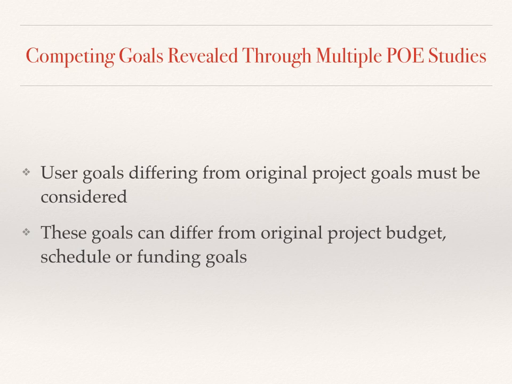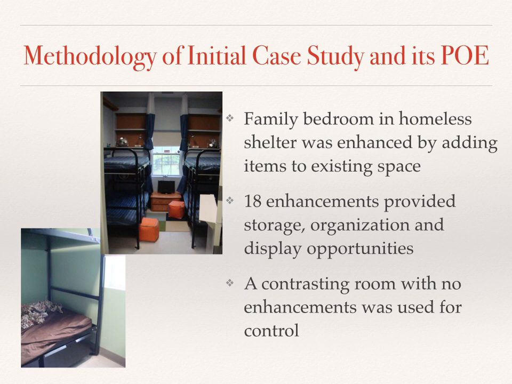we administered them. The methodology of the first case study and the POE that resulted from it was a family bedroom in a homeless shelter, and our expansion of it by adding items to its existing space, specifically 18 enhancements that provided enhanced storage, organization, and opportunities for display of personal objects by residents. That's what you see in the middle of the screen here. The bottom left-hand image is a contrasting room that was just down the hall from the existing room that had no enhancements added to it and was, for the purpose of the case study, used as a control.